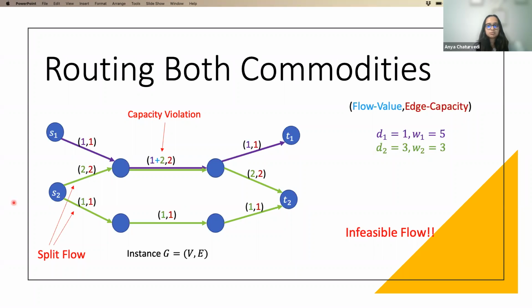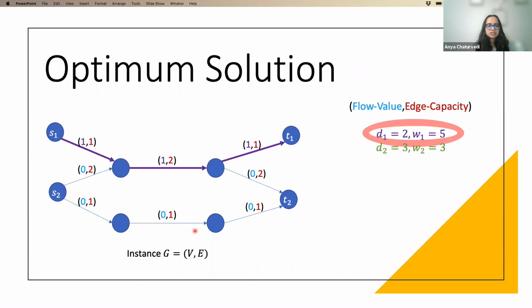However, when we attempt to route both flows at once, we have no choice but to exceed the capacity on some edge, which results in an infeasible flow. And so in this example, we may only route at most one commodity. Since we can only route one of these commodities without an edge capacity violation, we choose the one with highest weight to maximize our throughput.